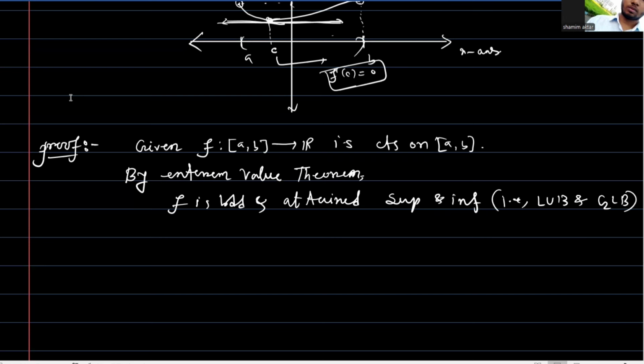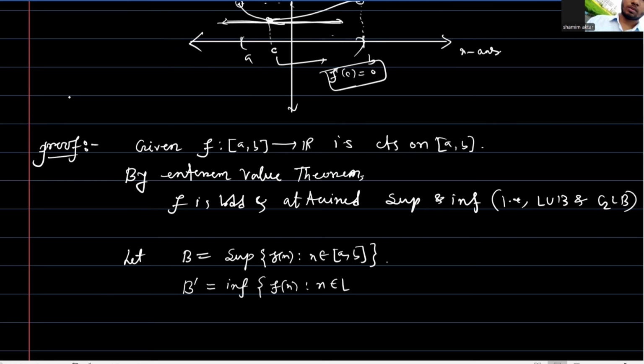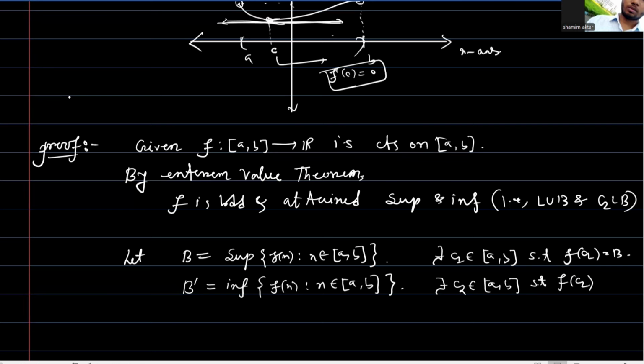Okay, so let B equal the supremum of f(x) such that x belongs to [a, b], and B' is equal to the infimum of f(x) such that x belongs to the closed interval [a, b]. And it is attained, so there exists c1 belonging to [a, b] such that f(c1) is equal to B, and there also exists c2 belonging to [a, b] such that f(c2) equals B'. Okay, this is called equation 1.